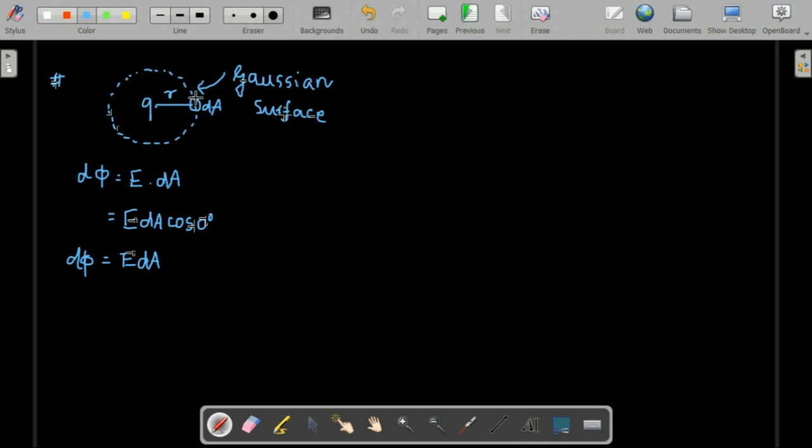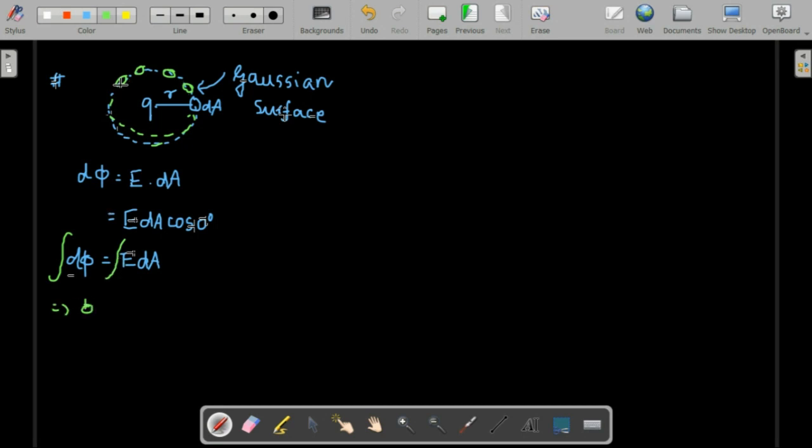Now before we proceed, we can actually think about it in this way also. See, this is one area. We can consider a number of areas here. One area is here, one area is here, one area is here, and so on for the entire circle so that it will cover all the areas. So if I want to find out the total flux, I will integrate this.